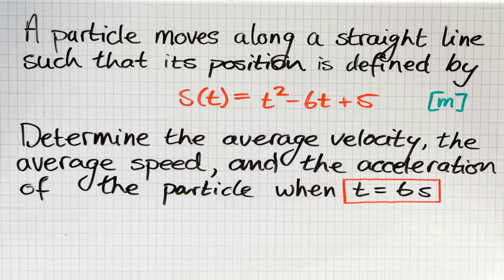Important to note here is we need the average velocity and the average speed. It's not the instantaneous velocity. The difference between velocity and speed is that velocity is a vector, so there we care about direction, whereas speed is just distance covered divided by the time in which that distance has been covered. It does not care about direction. So let's look at how we would solve this problem.